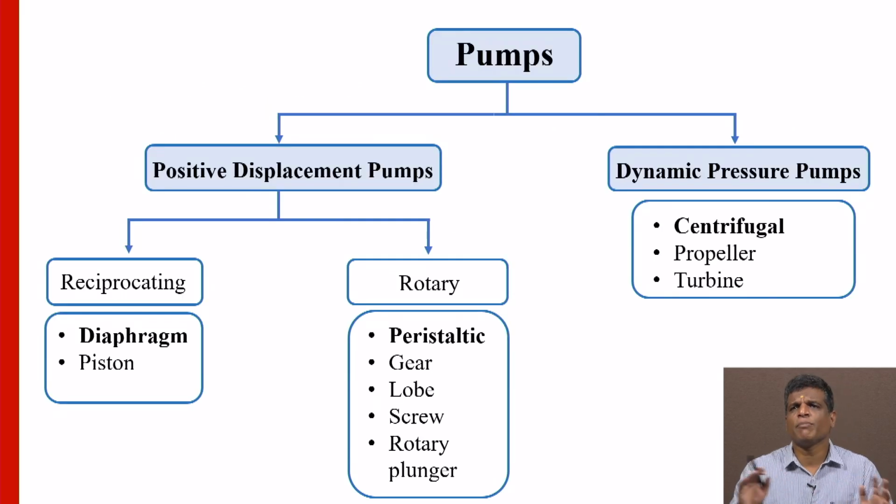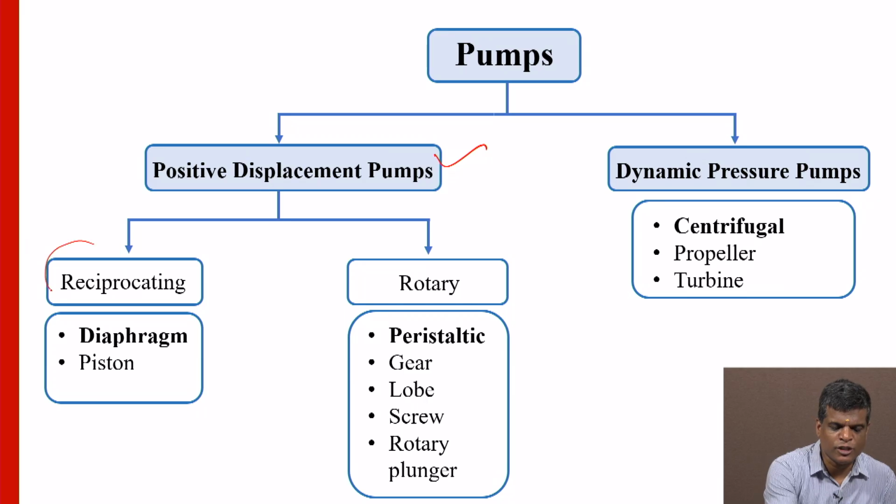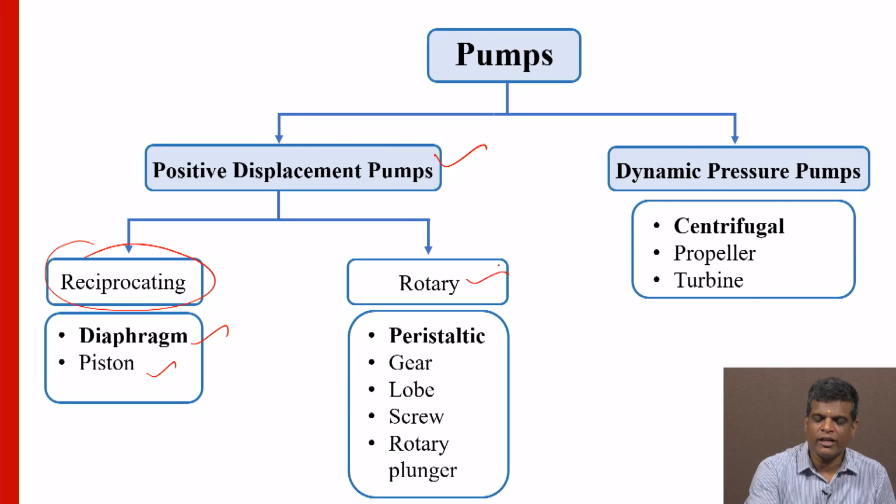So what are the different types of pumps we are using here? One is the positive displacement pump. Positive displacement includes the reciprocating pump, then diaphragm pump, piston. Then again rotary: there is peristaltic, gear, rotary. So different types of pumps are there, but we are going to discuss only the bolded ones here. One is the diaphragm pump, the other is the peristaltic pump.